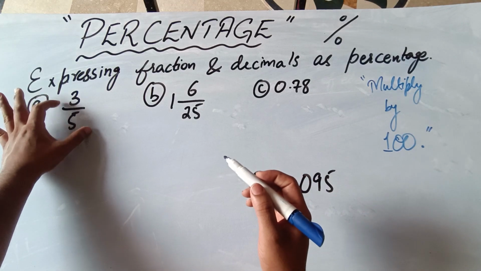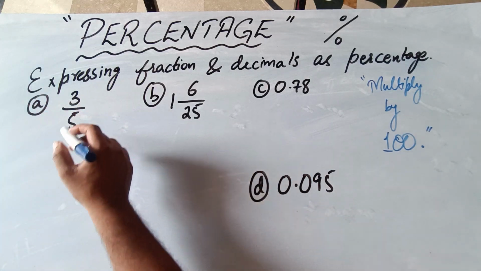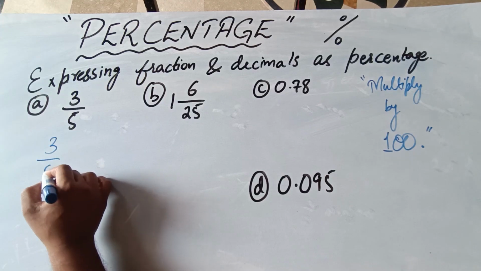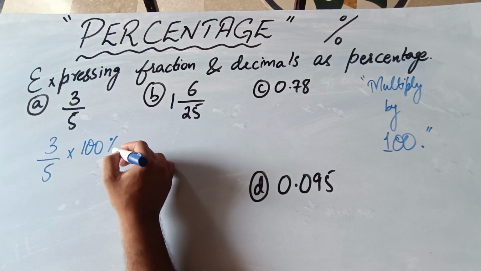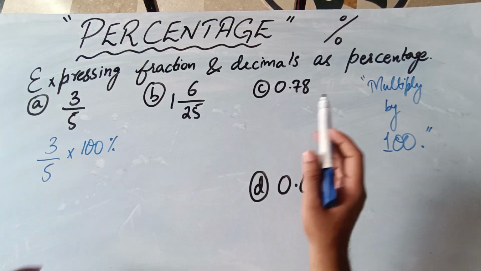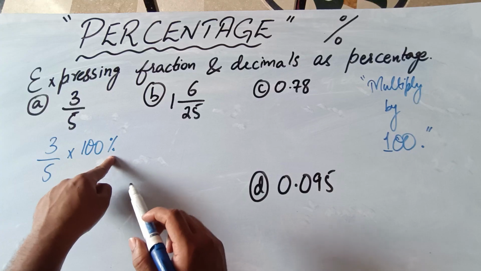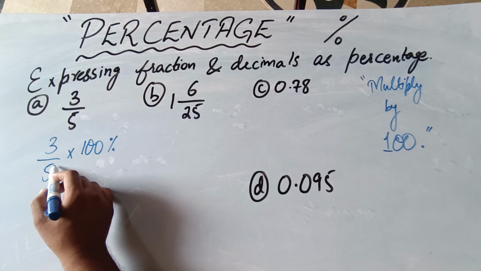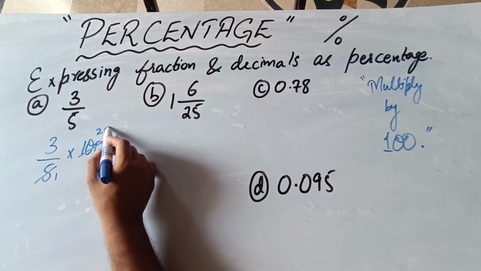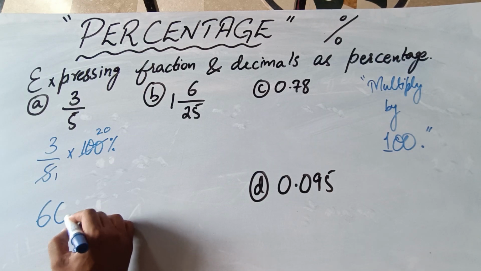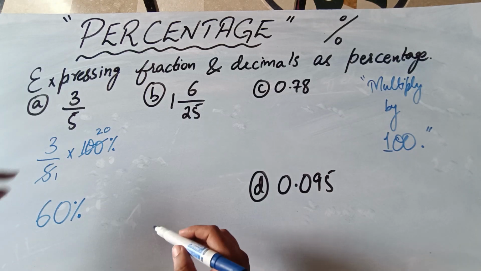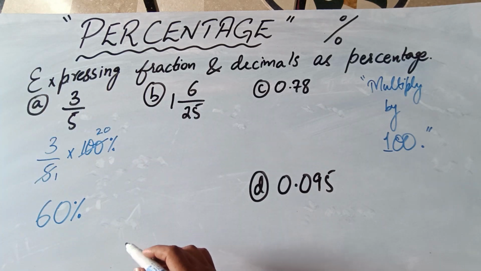Now we will convert this into percentage, so we will multiply by 100. So 3/5 multiplied by 100 in order to convert it into percentage, and as we are multiplying by 100, we will write the percentage sign as well. Now simplify. 5 times 1, 5 times 20. Now 20 and 3 are multiplied with each other, so 20 times 3 is 60%. So 3/5 is actually 60%.